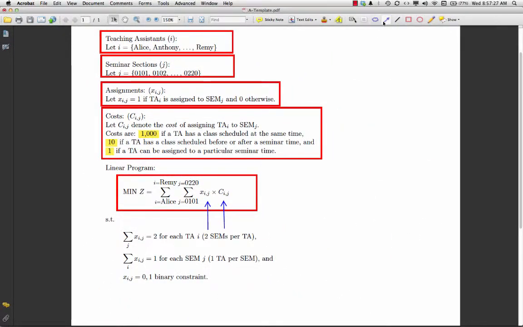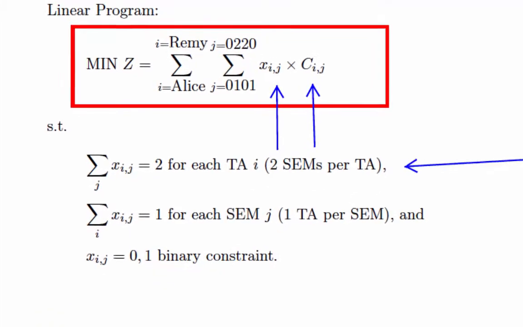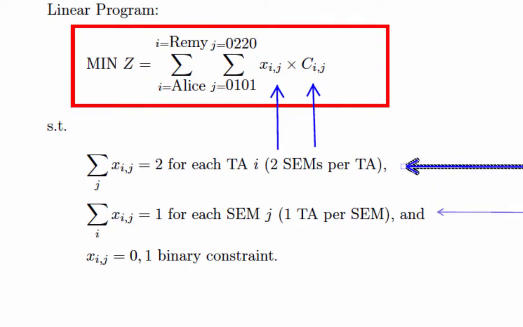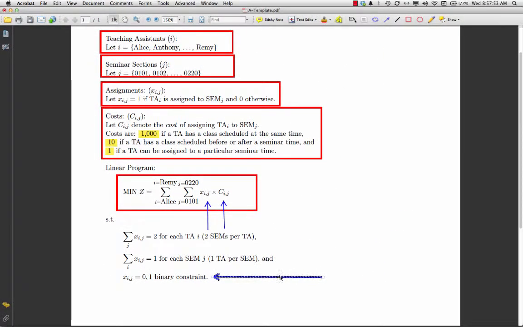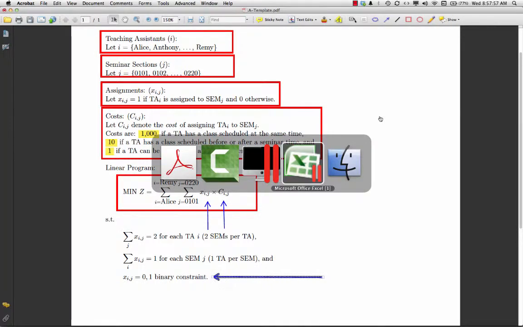We have a couple of constraints to keep in mind. The first one is that a teaching assistant can only teach 2 seminars, and this constraint here that a particular seminar can only be assigned to 1 teaching assistant. And finally, just for completeness, we have a constraint that all of our values xij must be 0 or 1, so it's a binary type constraint. So that's the linear programming setup. Let me show you how I solve this using Excel.